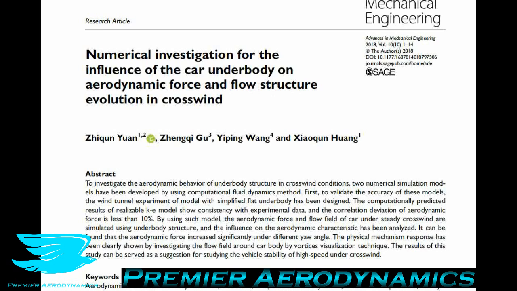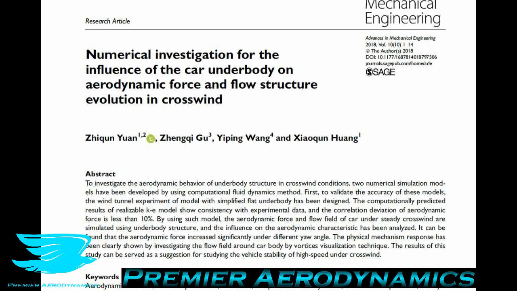A lot of cars don't have smooth underbodies. They have quite jagged ones with, like, the tailpipe showing or the drivetrain or whatever. So this is what we're looking at today: how the underbody is affecting the aerodynamics of a car in crosswinds, and how different crosswinds affect the car's aerodynamics. Not only the drag, but also the lift, and also the side force.